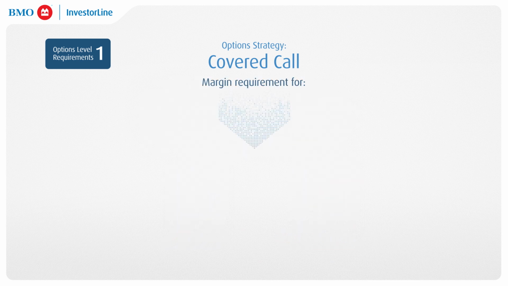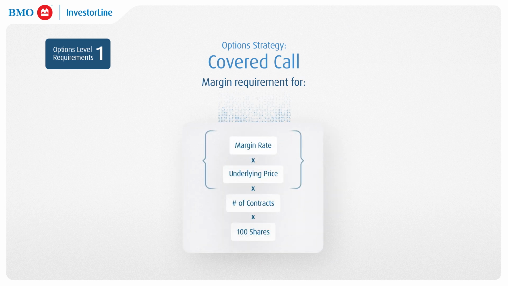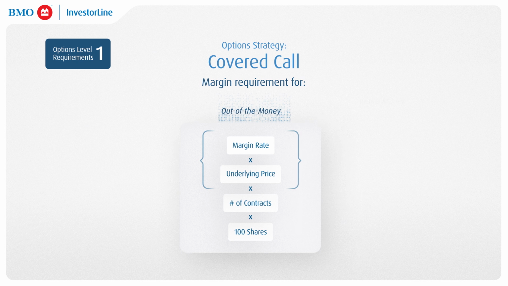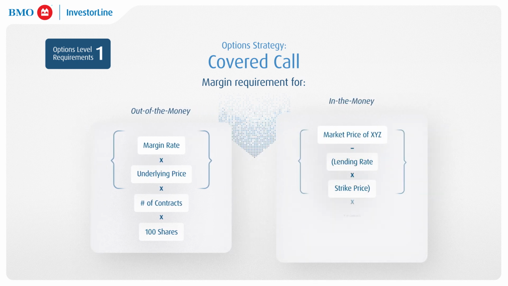own the stock. The margin requirement on this strategy depends on if the covered call written against the underlying is out of the money or in the money. If you sell an out-of-the-money call, the margin required is the same as the margin required on the underlying security. There's no additional margin for the calls component of the strategy.